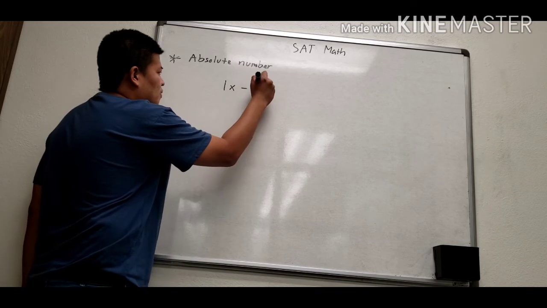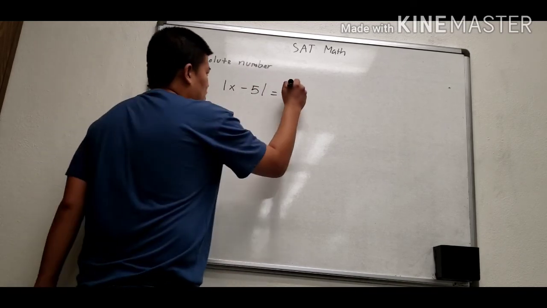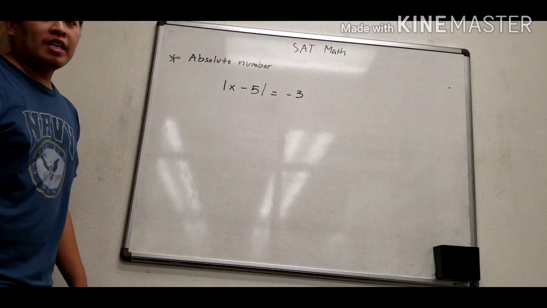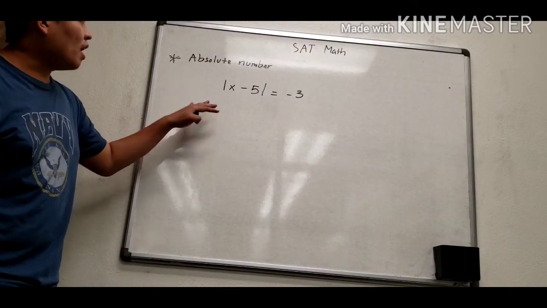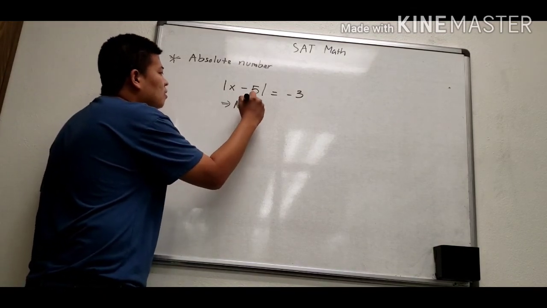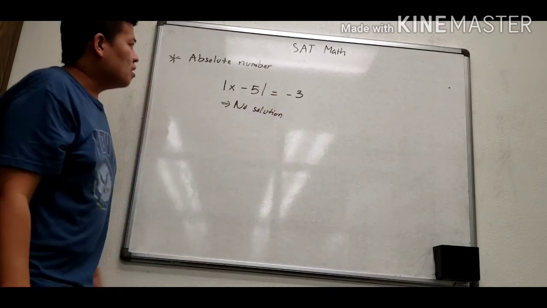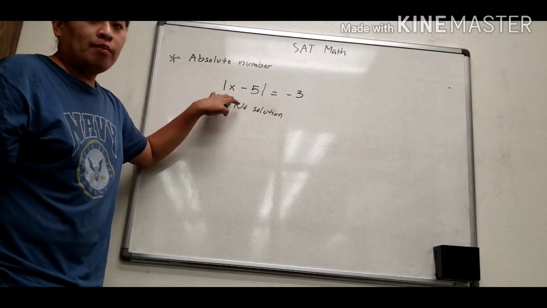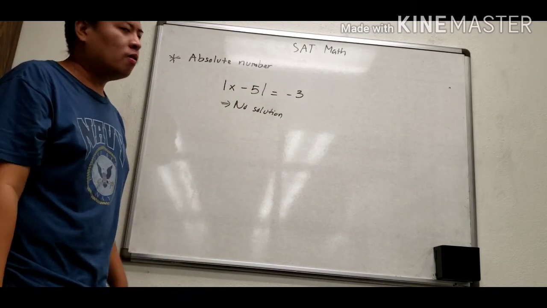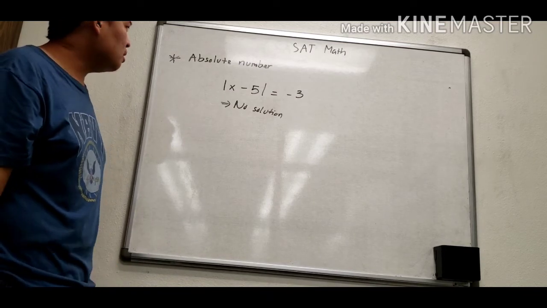Now s plus 5 equal to the minus 3. In the SAT math, if they provide it like this, we can say there's no solution, because the result of an absolute number should be greater than or equal to 0. So with the minus 3 in here, we don't have a solution.